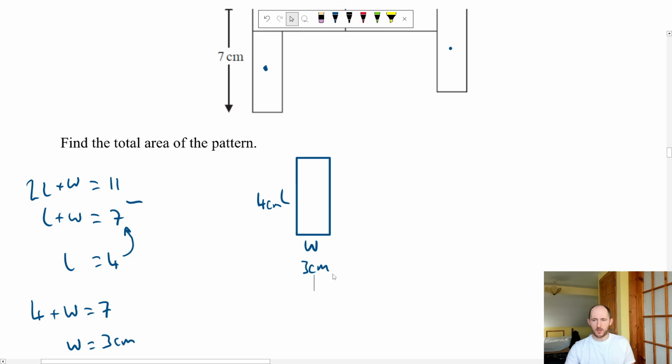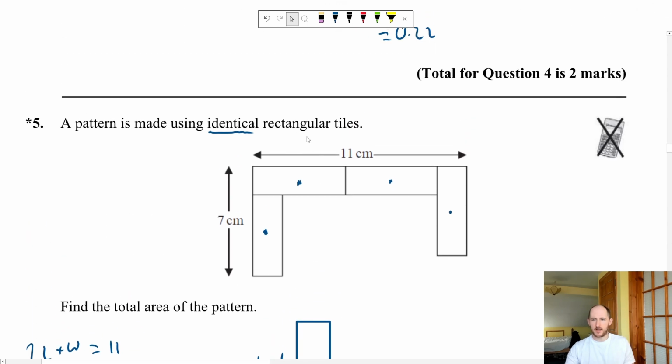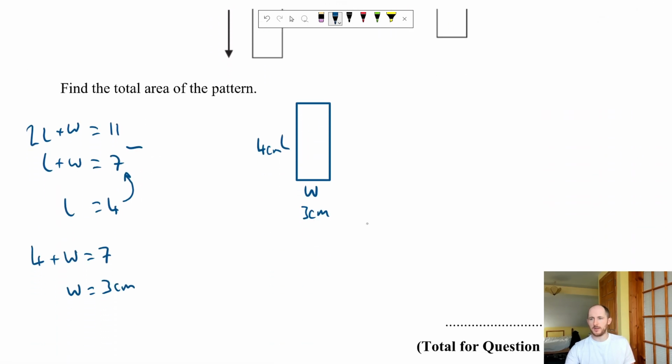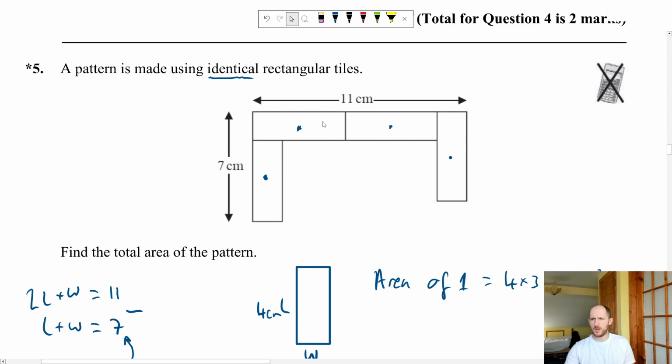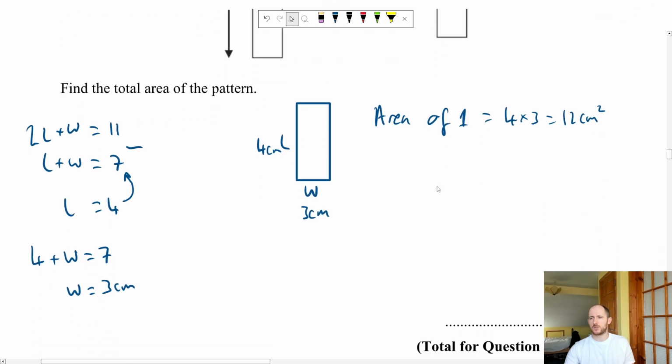Well done. Now we know the dimensions of each of these tiles. So the area of one is just equal to 4 times 3, which is 12 centimeters squared. And then how many tiles did we have again? We had 1, 2, 3, 4. So that means the total area, and I would write this all out, make it nice and neat for the examiner. You may not like them, but at the end of the day, they're giving you a grade, so it's a good idea to keep them happy. So 48 centimeters squared for a big fat 4 marks.